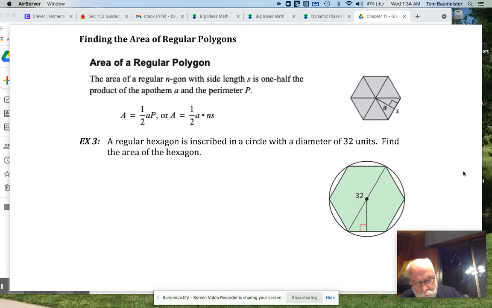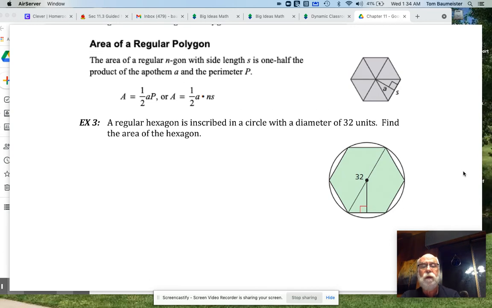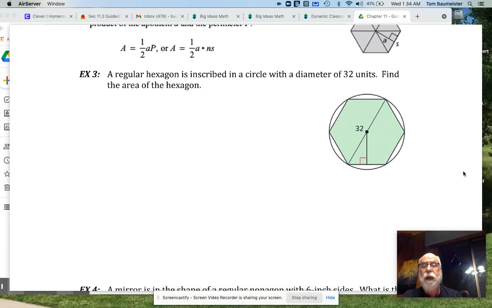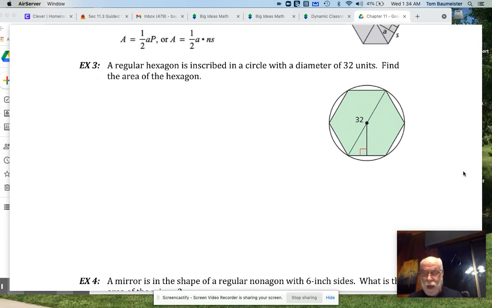So let's see here. I think I better change the color here because I have green ones there. So a regular hexagon is inscribed in a circle with a diameter of 32 units. All right, find the area of the hexagon. So the hexagon is 6 sides. So once we find this side here, we're just going to be able to use that and multiply it by 6.